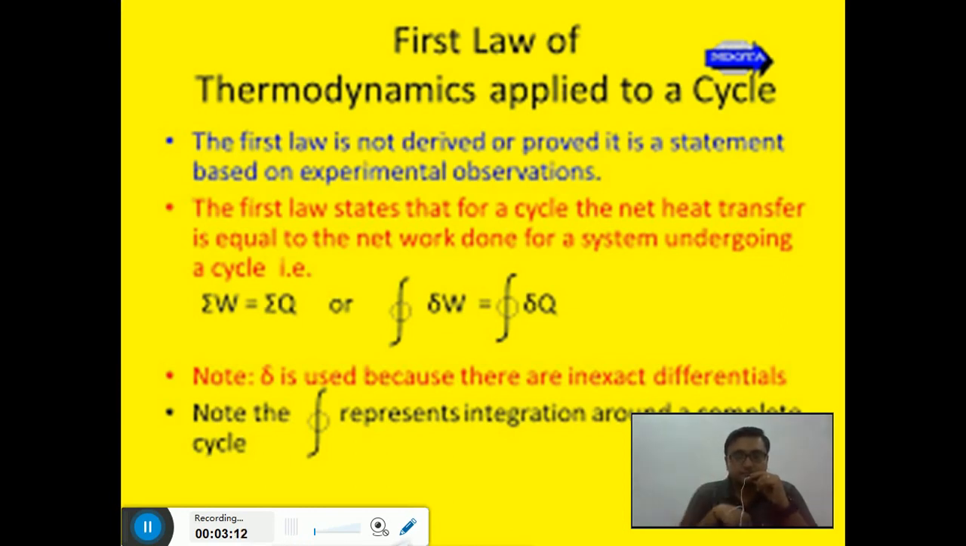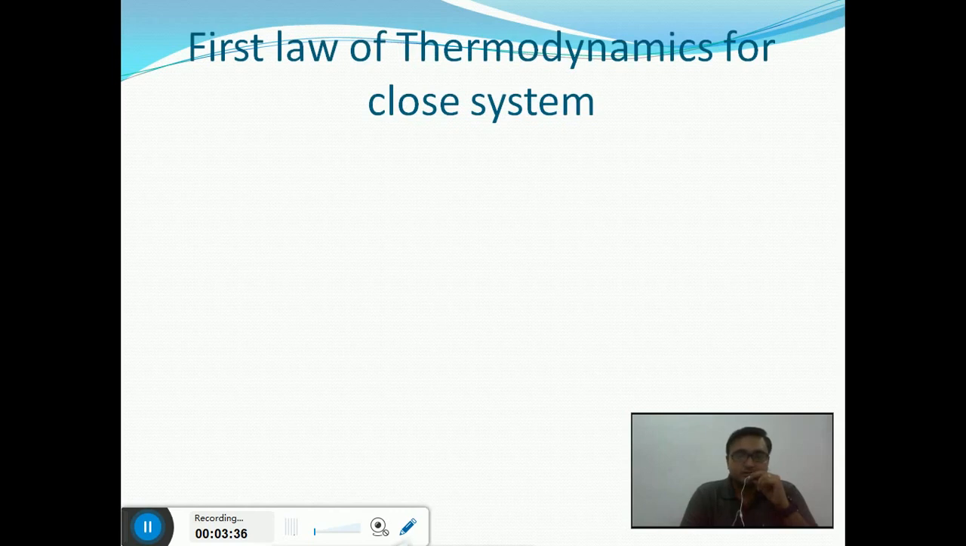Correct? But whenever the first law of thermodynamics is applicable to a closed cycle or a closed system, at that time we need to use this equation, cyclic integration of delta W is equal to cyclic integration of delta Q. Let's see its practical application. So the first law of thermodynamics for the closed system means cyclic integration of del Q is equal to cyclic integration of del W. What is cyclic integration?